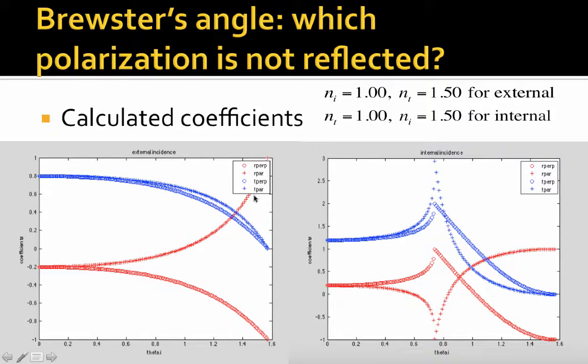That means that one of these reflected coefficients should go to 0. And in fact, it does. Let's look at this line here. It goes to 0 right around 1 radian. Well, that's good because that's what we calculated. And that is the parallel component. The perpendicular component, however, does not go to 0. So right here at this angle, we will not see any parallel component, but only perpendicular.